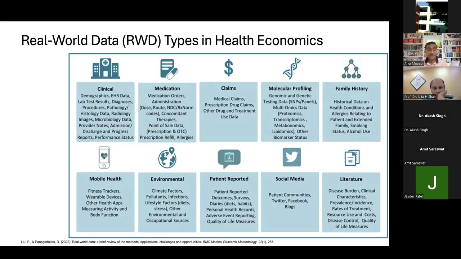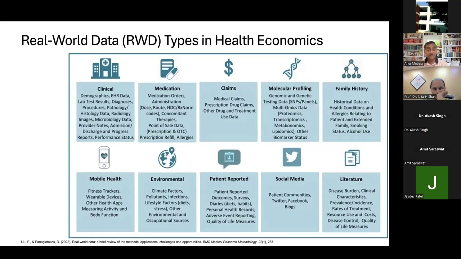Clinical data: when we go to the clinic or hospital, they ask my name, my age, my previous medical history. Many questions they ask. Whether I have taken any diagnostic test, whether I have taken any pathological test. All these things go in clinical data. Okay. Then comes medication. When we get a prescription, we go to the pharmacy. That's prescription data or medication data. We get it from the pharmacy store.